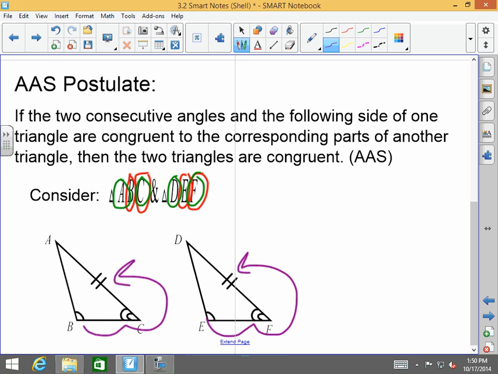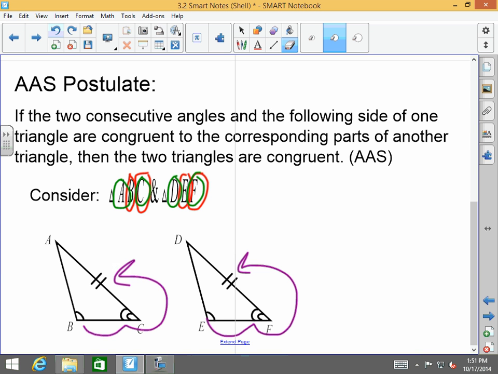Okay, the ASA postulate has a side here in the middle, in between, my brother. Yes, sir, hence angle, side, angle. This one has to follow the angle, angle, side. So it's two consecutive angles followed by a side. That's a very good question. Thank you so very much.